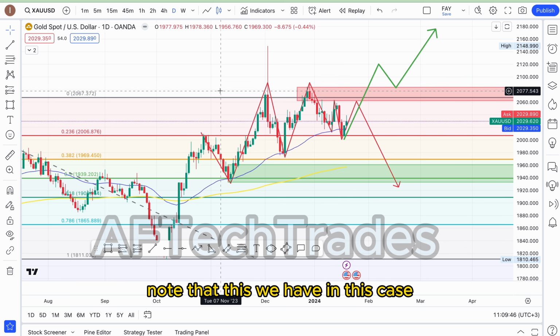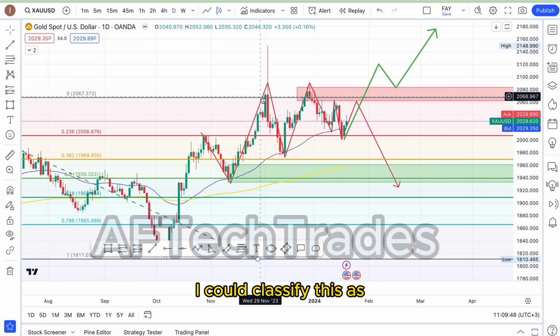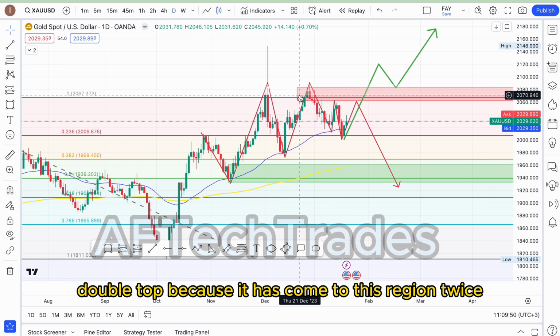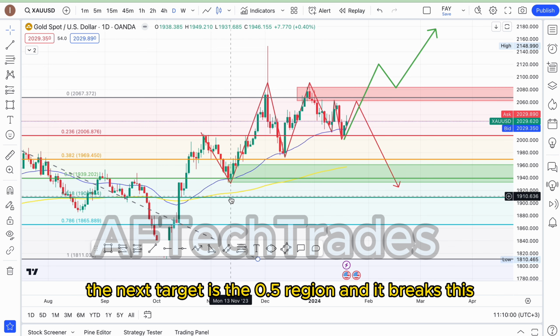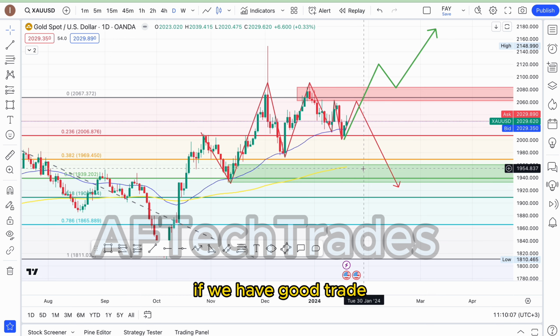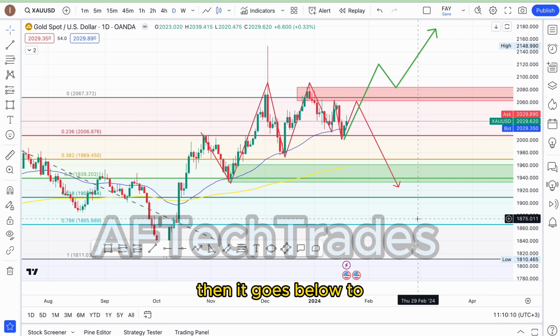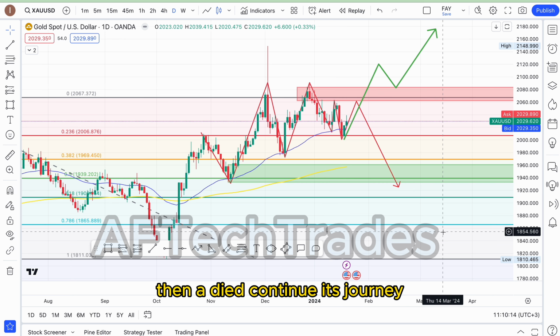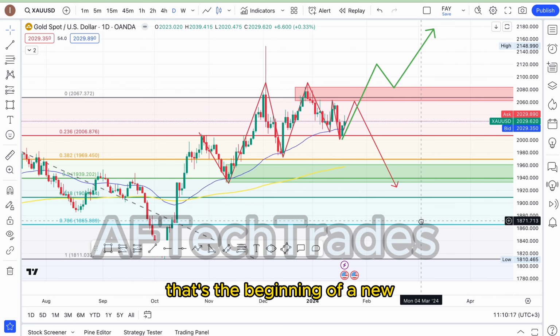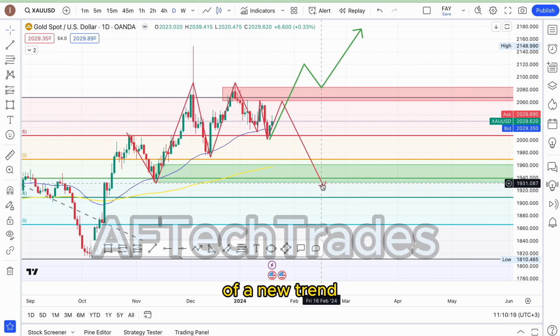Fibonacci retracement level. Note that in this case I could classify this as a double top because it has come to this region twice. So if it's a double top, what I expect is that it should break this neckline. If it breaks this neckline, the next target is the 0.5 region, and it breaks this. If we have a good trade, then it goes below, after 0.55 it will range, then either it continues its journey, which means that's the beginning of a new trend.